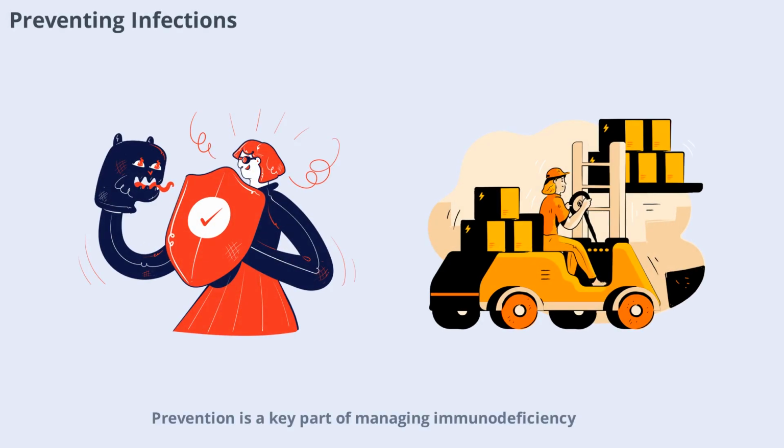Prevention is a key part of managing immunodeficiency. Simple steps like frequent handwashing, avoiding sick contacts, and staying up to date with vaccinations can make a big difference. In some cases, prophylactic antibiotics or antiviral medications are prescribed. Creating a safe environment at home and work helps reduce the risk of infections.